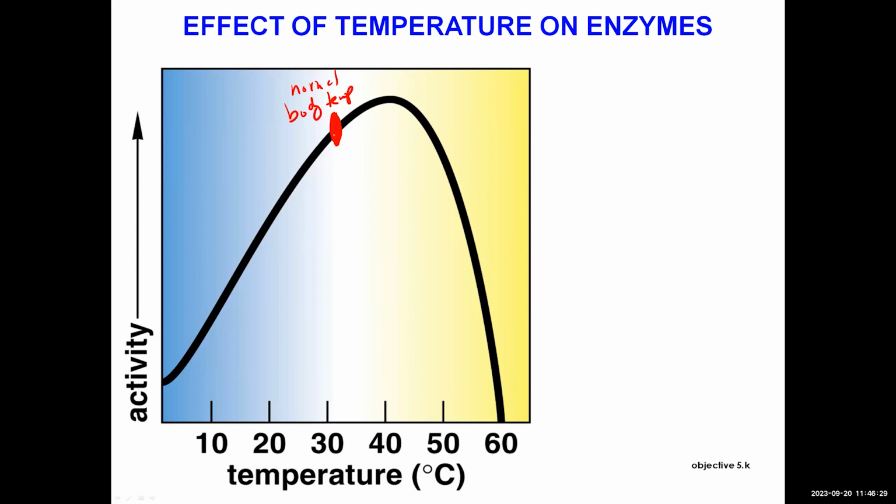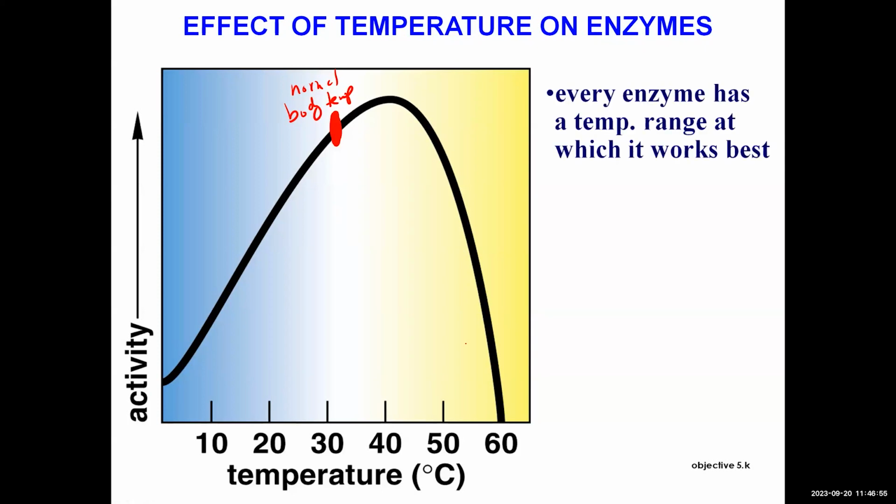Did you ever wonder why you get a fever when you get sick? Why do you get a fever, you think? This graph is the reason you get a fever. Every enzyme has a temperature range at which it works best. So, it's not to release heat after a reaction happens. Your body makes extra heat on purpose.